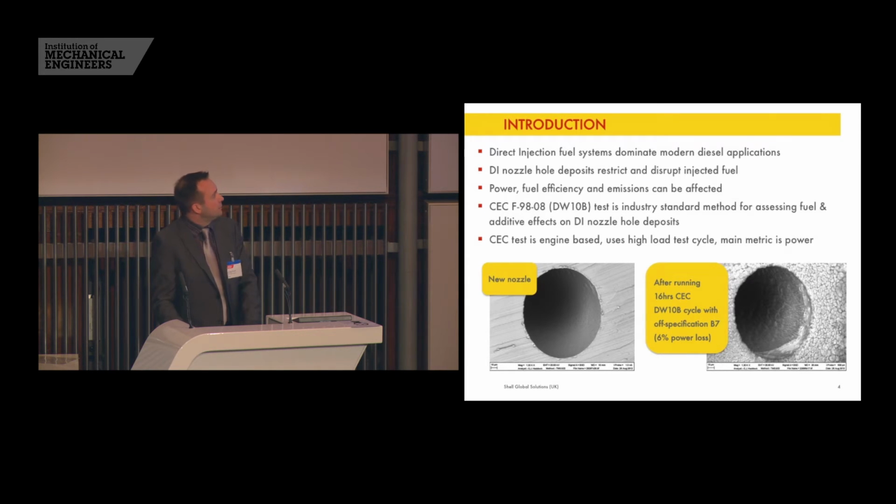So the images below show on the left-hand side a nozzle hole from the CEC engine test, which is new and unused, and on the right-hand side a nozzle hole from the CEC test, which is run for 16 hours under the CEC test cycle with an off-specification B7. And the deposits that you can see within the hole led to power loss of about 6%.